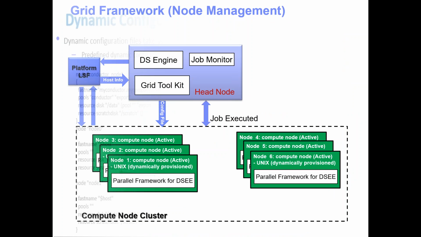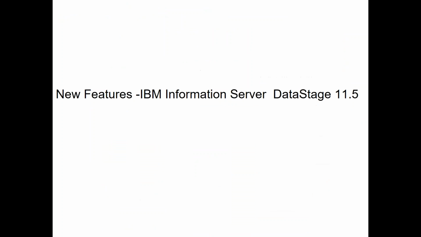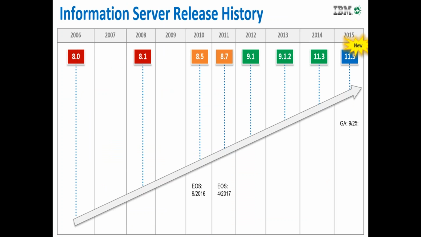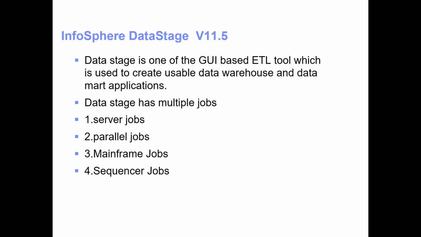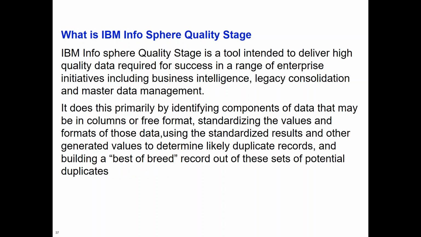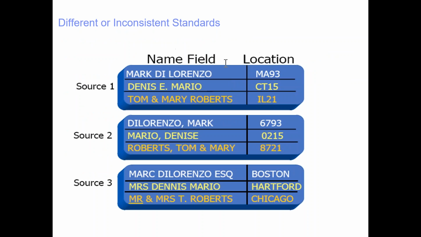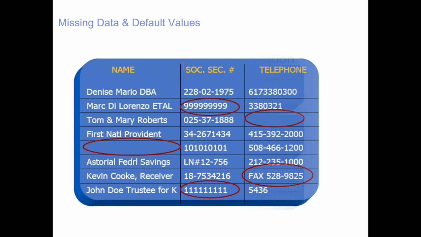We'll also go into how to create the dynamic configuration, and we will mainly focus on the latest version, like the 11.5 features, what they are, and how it is going to be integrated with a big data system, all the components. I also need to cover QualityStage, how to check the quality of the data.